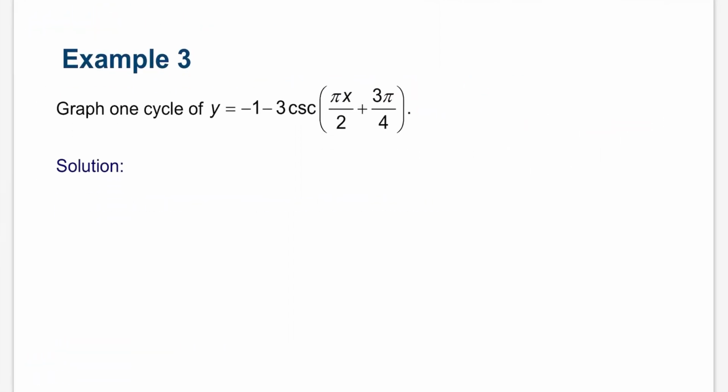All right, for cosecant, well, in order to graph cosecant, we need to graph sine first. So let's rewrite this in a different way. I like to write this as negative 3 cosecant argument.